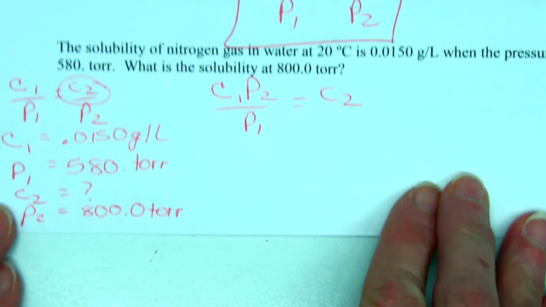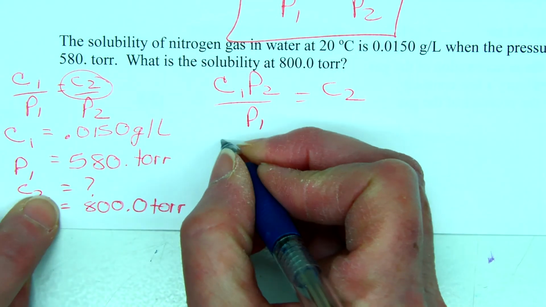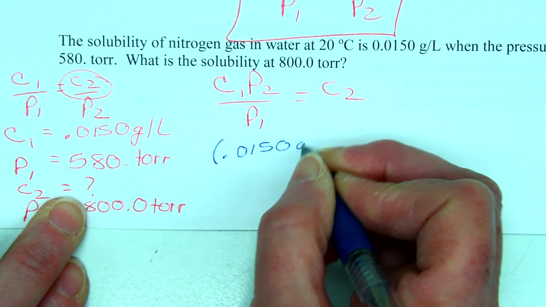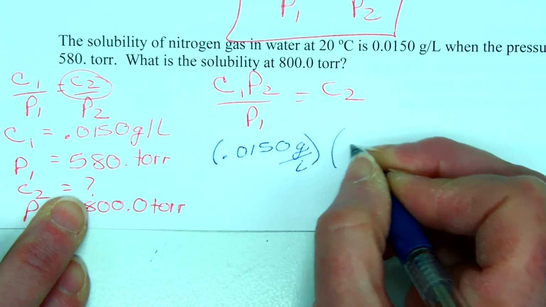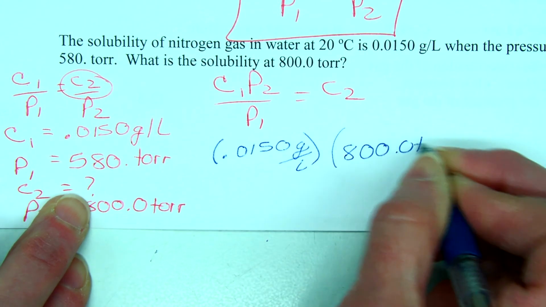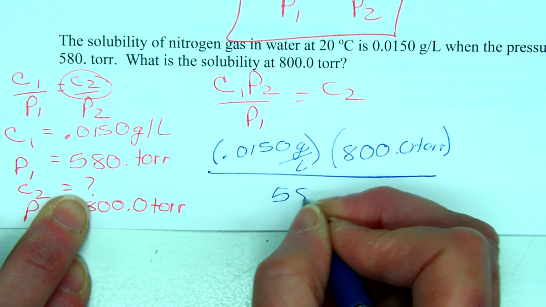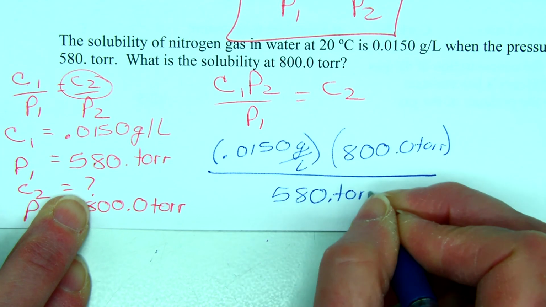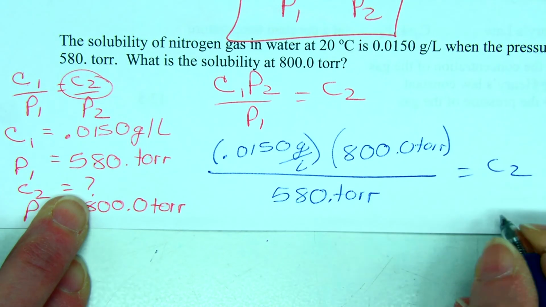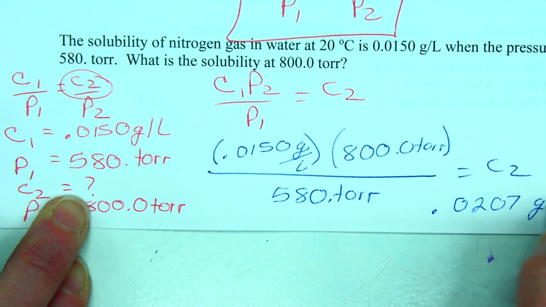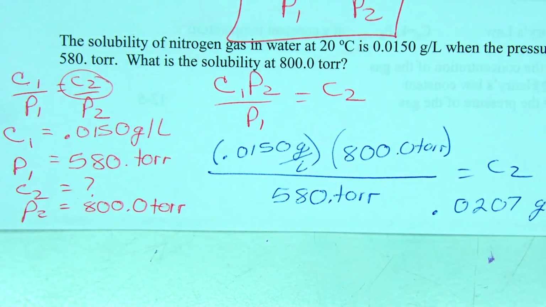So now, once we have this, we can go ahead and put in our numbers. Original concentration, 0.0150 grams per liter, times 800 torr, divided by 580 torr. That's equal to my new concentration, C2, 0.0207 grams per liter. I can keep 3 sig figs, and I add in the units grams per liter because I like to earn full credit on my quizzes.